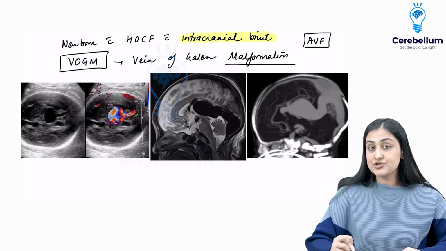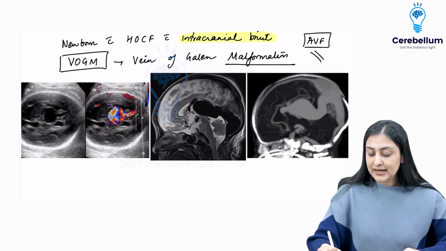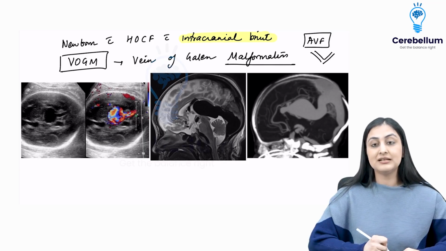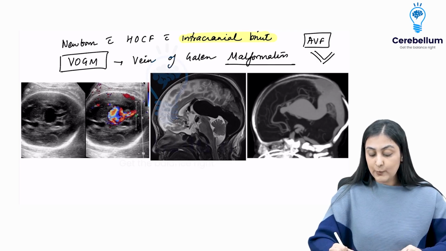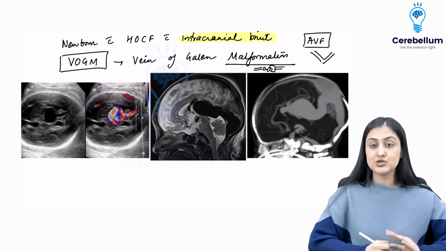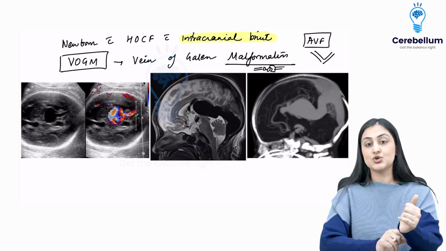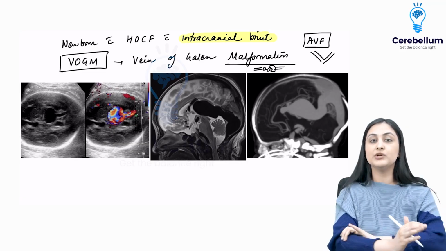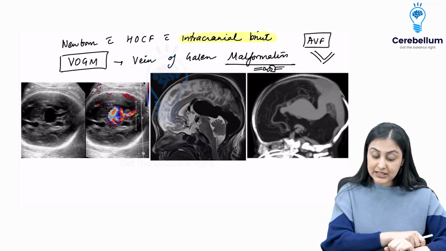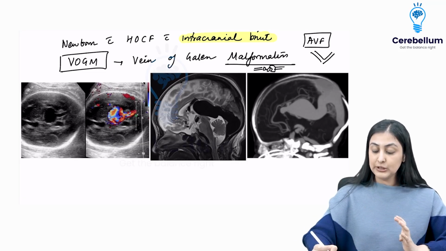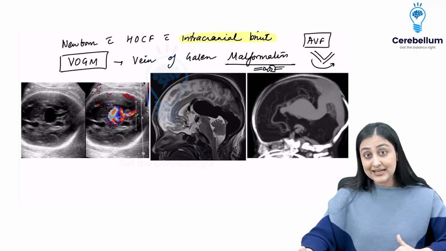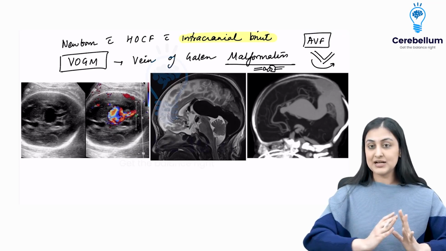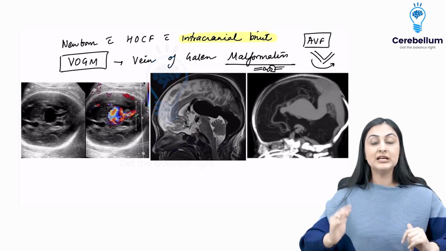So AVM versus AV fistula: when you have a direct communication between an artery and a vein, that is a fistula. When you have artery and vein abnormally communicating via a nidus, like we saw, that is a malformation. So here there is actually a fistulous communication between the arteries and veins, and that results in a lot of blood going inside the vein of Galen. Yeah, and that is why it becomes very, very large.